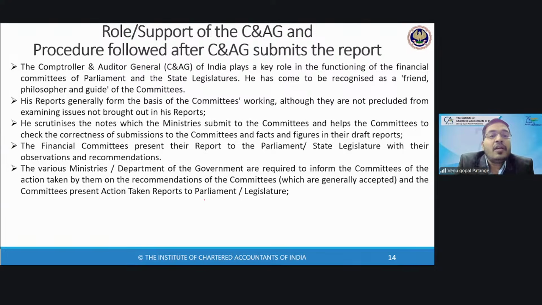So here you see it starts with the C&AG role, then the procedure followed after C&AG submits a report. If you memorize it by heart, it is not easy to recall. If you remember it like a story, imagine a person walking like C&AG, going and submitting the reports. He was a friend, a philosopher, and a guide. Thereafter there were committee people doing some verification, but they need some support. They call C&AG, right? You need to prepare a small story in order to recall this. Understood?